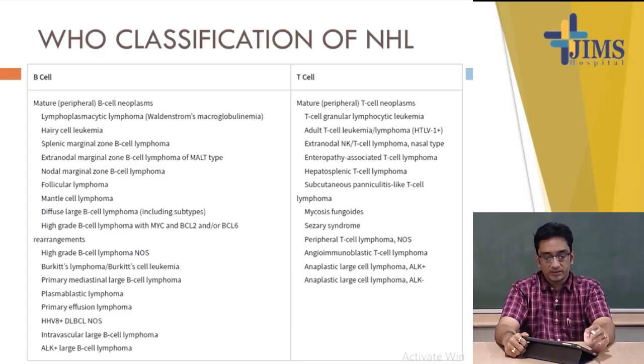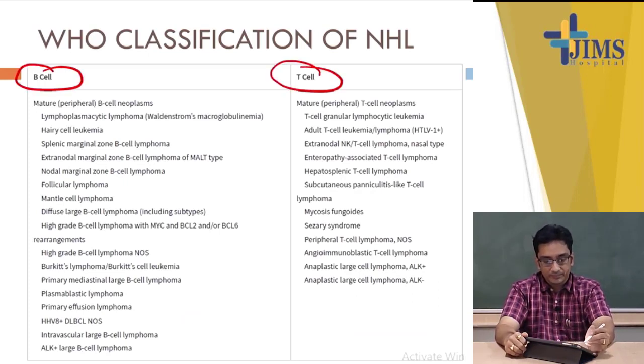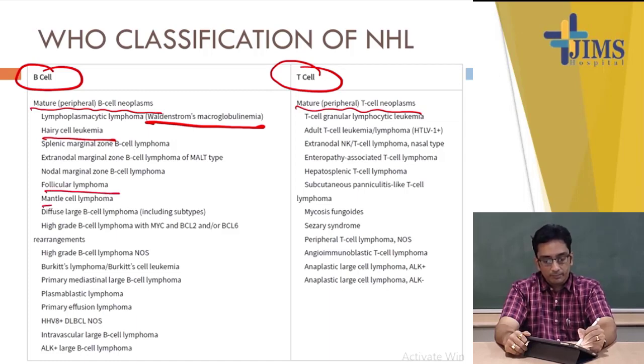In the WHO classification, you will have to remember certain names. It is firstly divided as B cell and T cell, that is, mature peripheral B cell neoplasms and mature peripheral T cell neoplasms. B cell neoplasms include Waldenström macroglobulinemia, hairy cell leukemia, follicular lymphoma, mantle cell lymphoma, DLBCL or diffuse large B cell lymphoma, Burkitt's lymphoma, and PEL or primary effusion lymphoma.